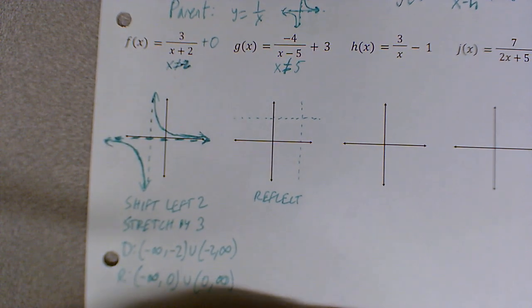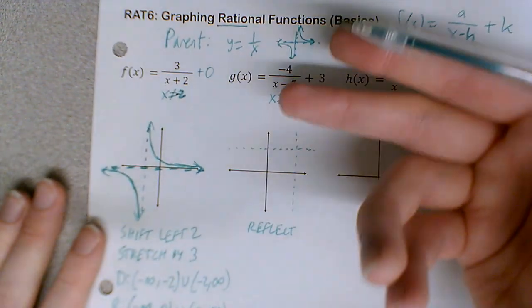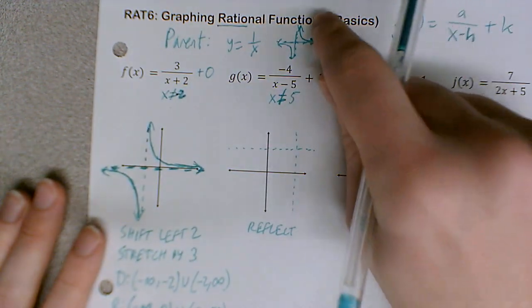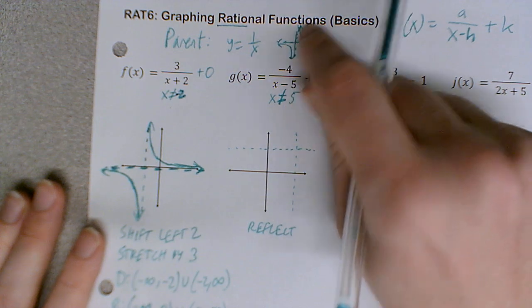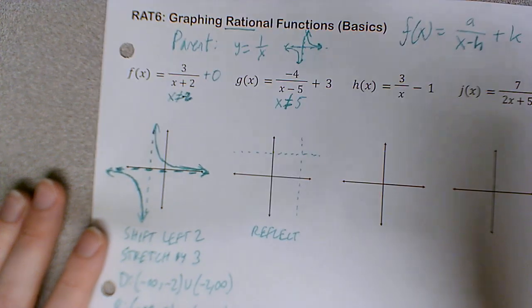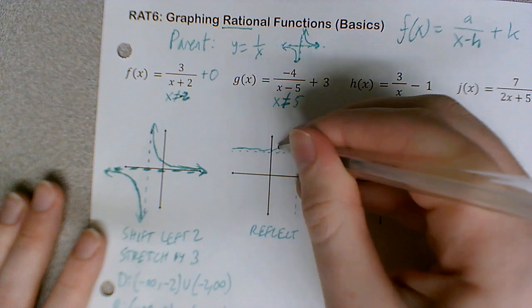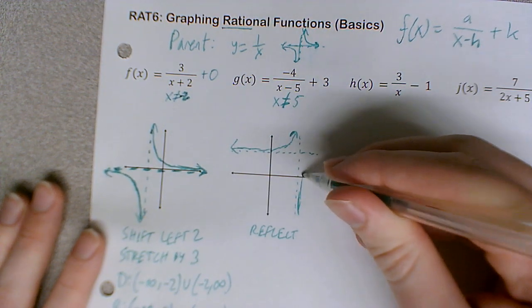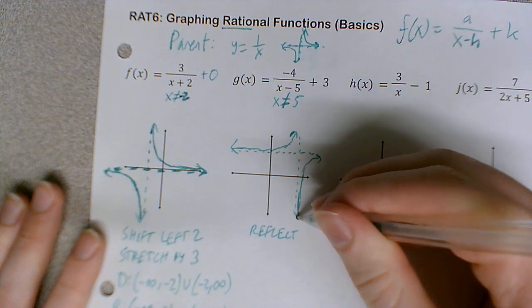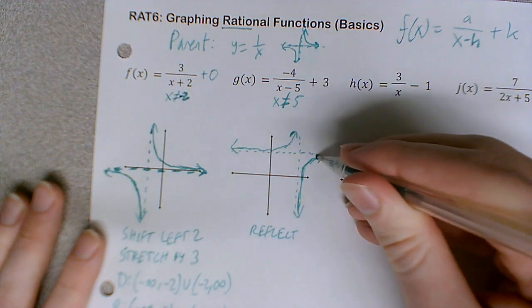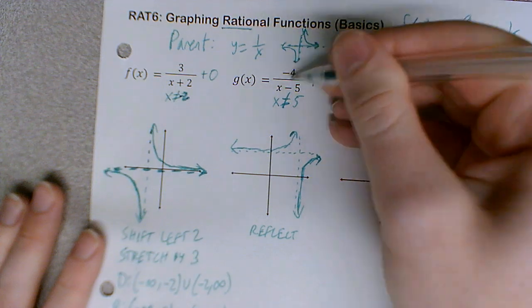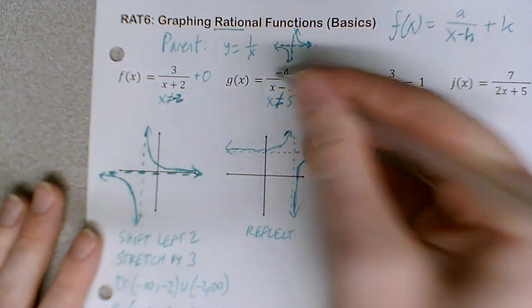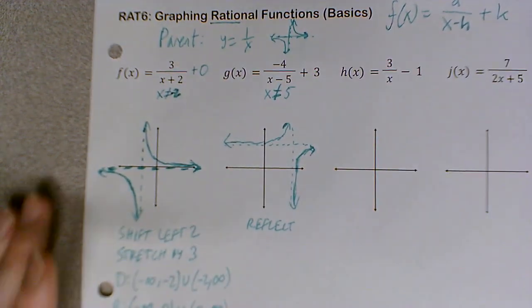So it's going to cause a reflection, and because of that, the parent function is going to flip upside down. Instead of the hyperbola existing in the top right and the bottom left, it's now going to exist in the top left and bottom right. And that's only because a reflection has taken place. Again, this is only because a is negative. This numerator is negative, and that's what causes the hyperbola to flip.